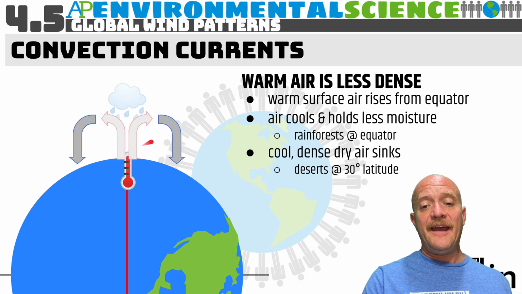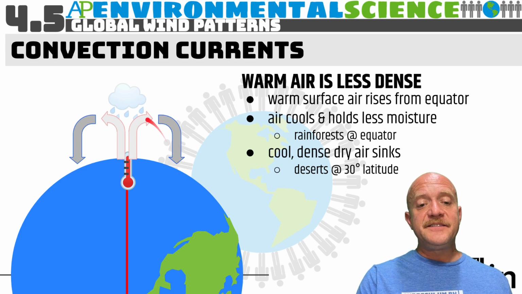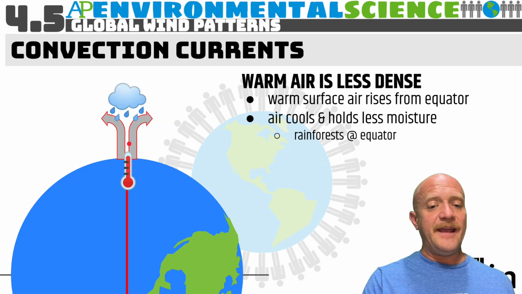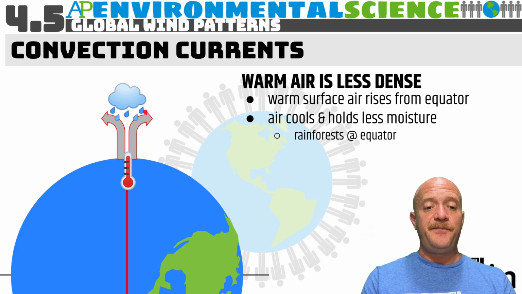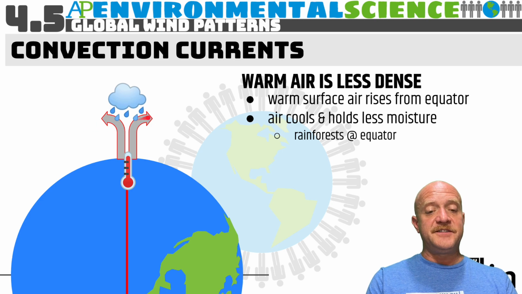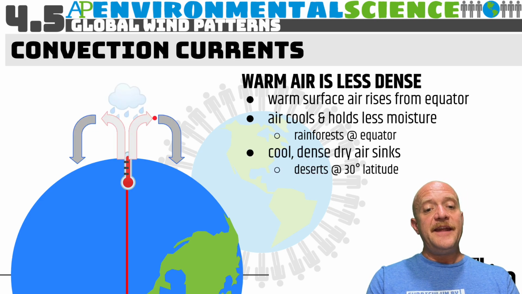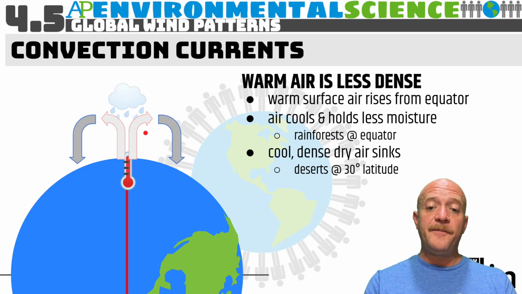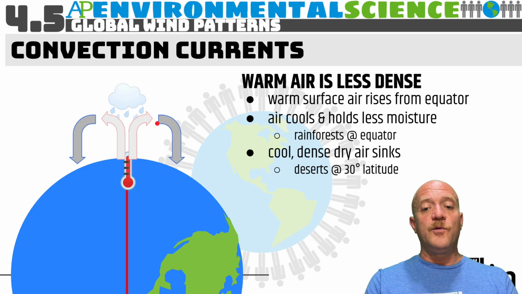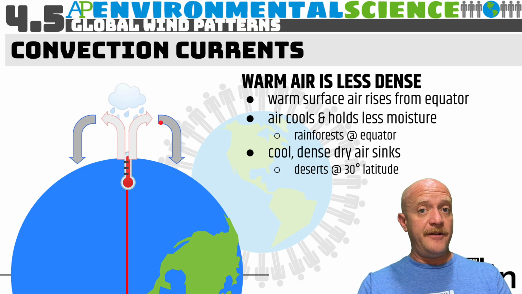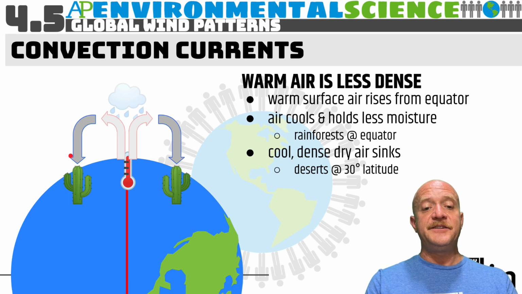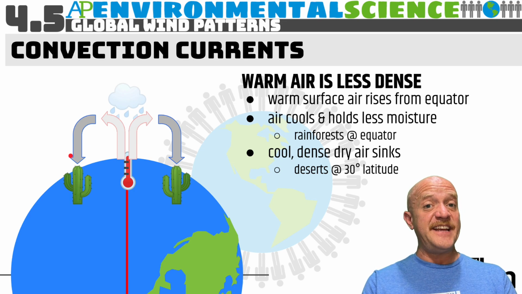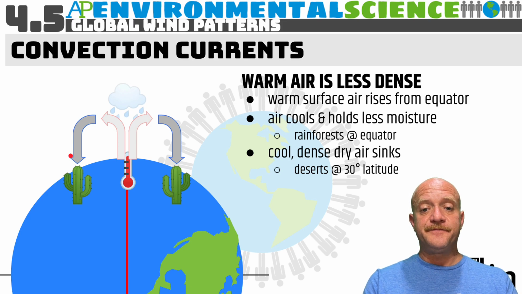Now the cool, dry air is going to sink. It can't move up any further because it hits the tropopause, so it's going to split out. Some of it is going to go in the southern hemisphere, some in the northern hemisphere, and it's going to continue to cool as it moves north and south of the equator. And the cooler, denser, drier air is going to sink at 30 degrees north and 30 degrees south latitude. And that's why we find a lot of deserts at this latitude.